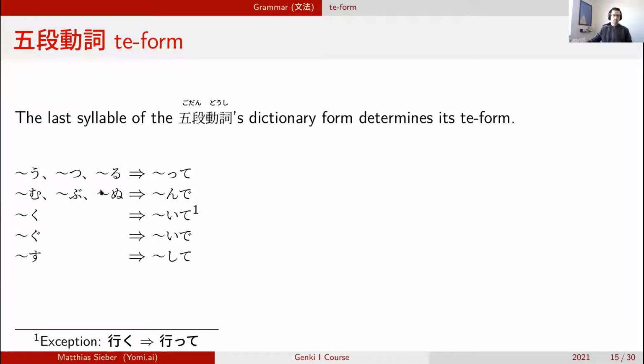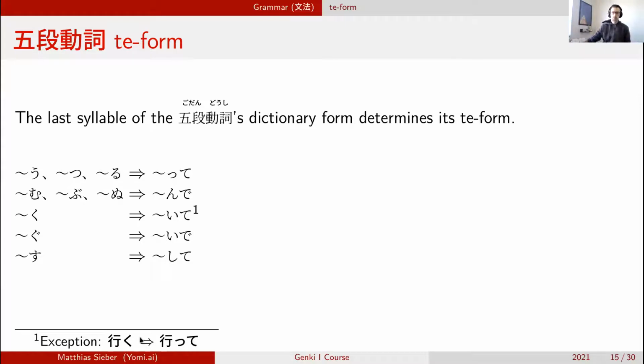So next we have ku, for example, kiku, to listen, right? That becomes kiite. So long i, right? We have the ki and then another i and then te, kiite. Maybe another example is kaku, to write or to draw, depending on the kanji. Kaku becomes kaite.